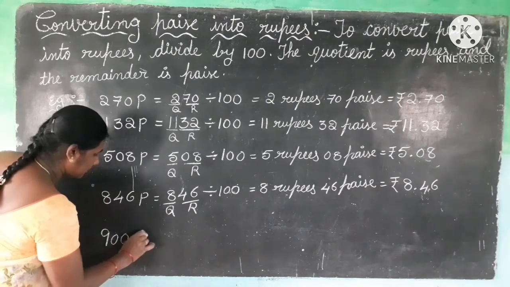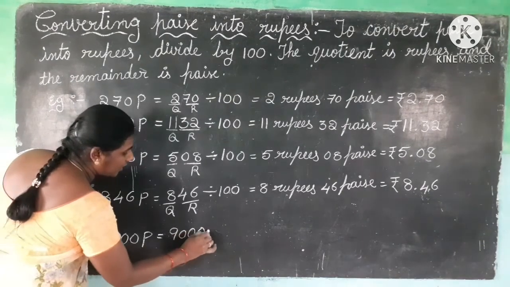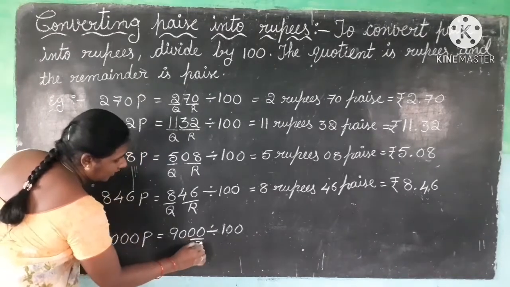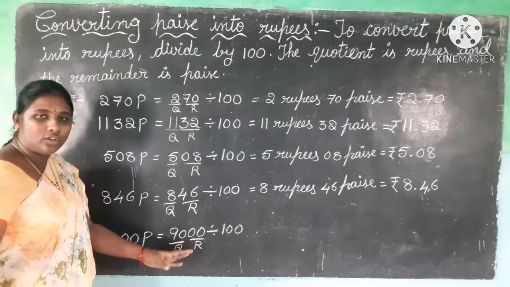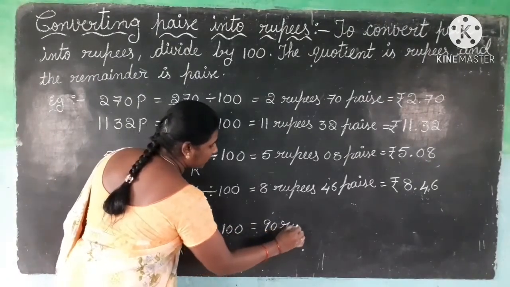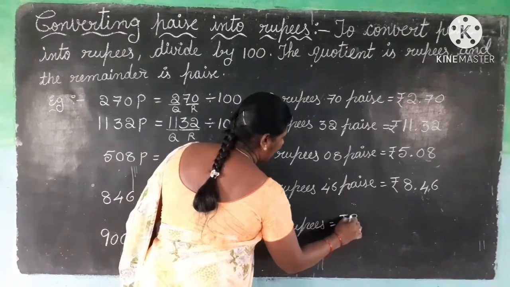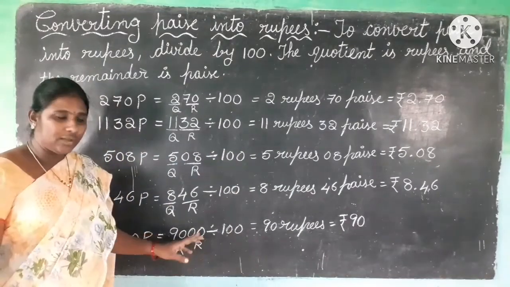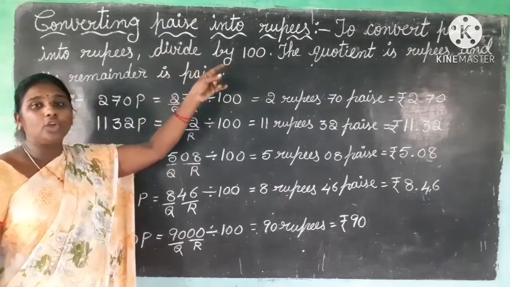Next, 9,000 pies. We have to do division with 100. Here these two are the remainder, these are the quotient. In the remainder both are zeros, so no need to write. Only 90 rupees. Rupees 90. Only zeros are there, we don't write. Leave that term. Okay, this is converting pies into rupees.